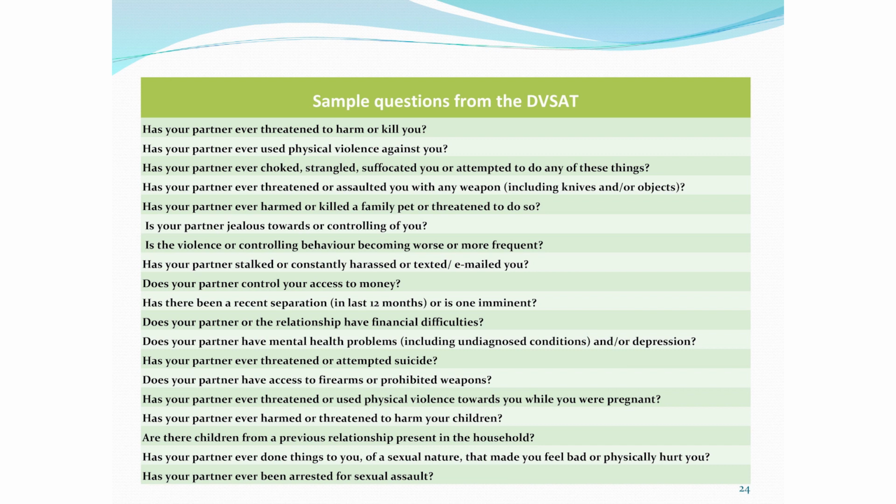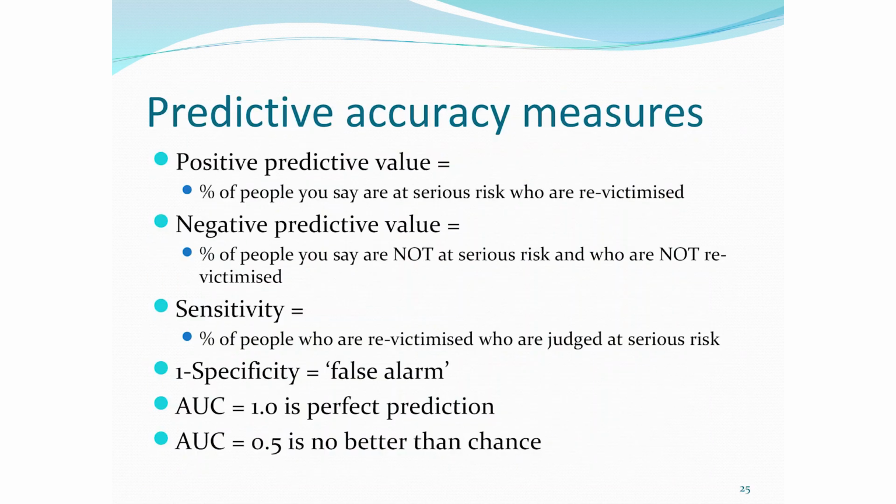So the measures of accuracy: the positive predictive value, which is the percentage of people you say are at serious risk who turn out to be re-victimised. The negative predictive value is the percentage of people you say are not at serious risk who are not re-victimised. The sensitivity is the percentage of people who are re-victimised who you judge to be at serious risk. And anybody here from psychology? You know what a false alarm is? All right, so 1 minus the specificity is the false alarm.